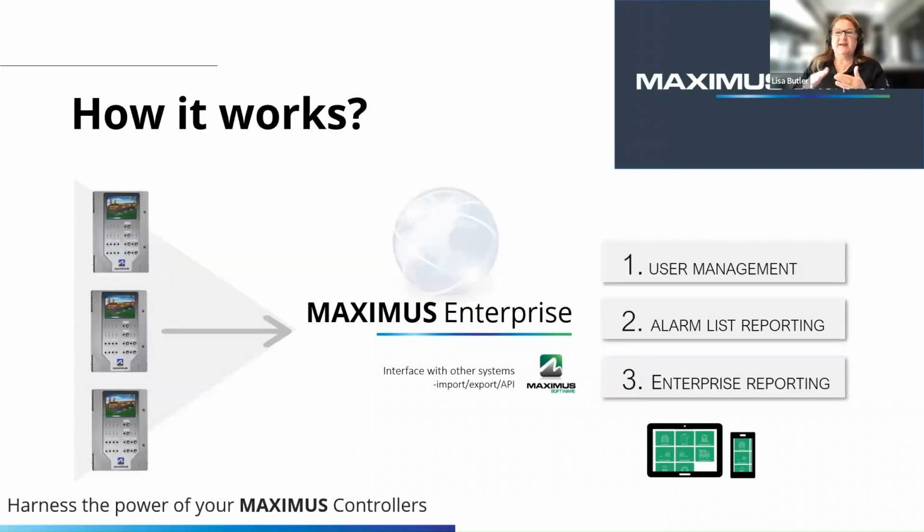It is time to harness the power of your controller investment. Maximus Enterprise works by linking all of your controllers. So on the slide here, you'll see all of the controllers with that data going into one centralized database, which then you can take advantage of by having everything in one database: user management, alarm list reporting, enterprise reporting, and mobile data collection. You can also interface with other systems such as ERP solutions. We can interface with them with what we call APIs, or application programming interfaces, also referred to as web services.